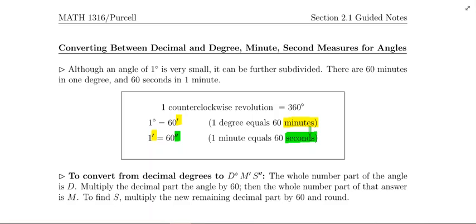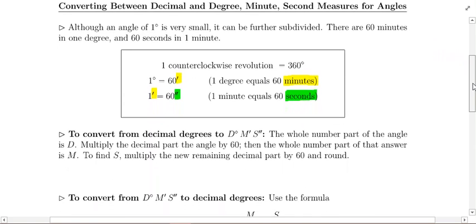This may seem kind of weird, like why are you taking 1 degree and then further subdividing it? This whole idea of degrees, minutes, and seconds, that type of measurement, is really popular in land surveying. So people who perform those kinds of tasks absolutely have to know how to convert from decimal degrees into degrees, minutes, and seconds. So we're going to practice some of that. I know this is a little strange, but let's give it a shot.